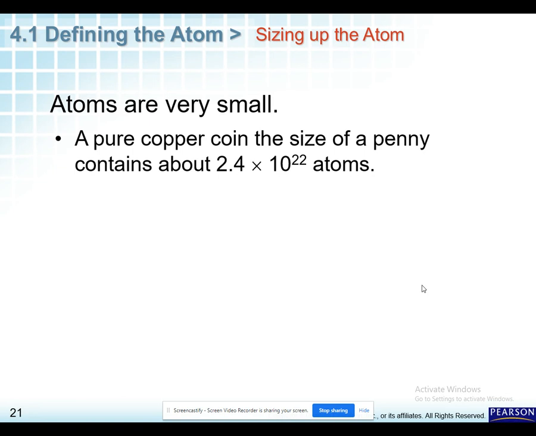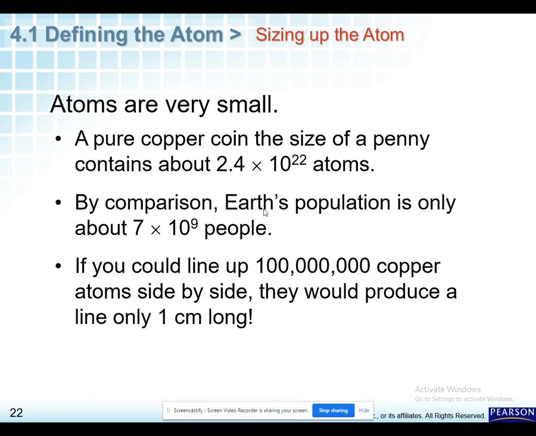The other concept that we're going to talk about in section 4.1 is that atoms are extremely tiny. In fact, a copper coin the size of a penny contains 2.4 times 10 to the 22 atoms. So remember, that is 24 followed by 21 zeros. That's how many atoms fit in that one little coin. To help illustrate this, Earth's population is only about 7 times 10 to the 9th. So here you had the 9th power, and we're at the 22nd. It is well over double Earth's population, tripled even.